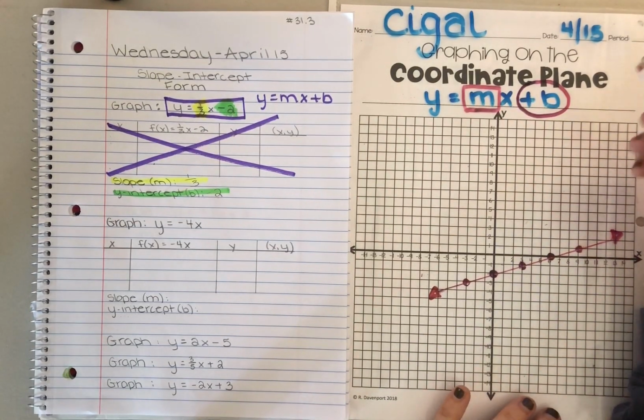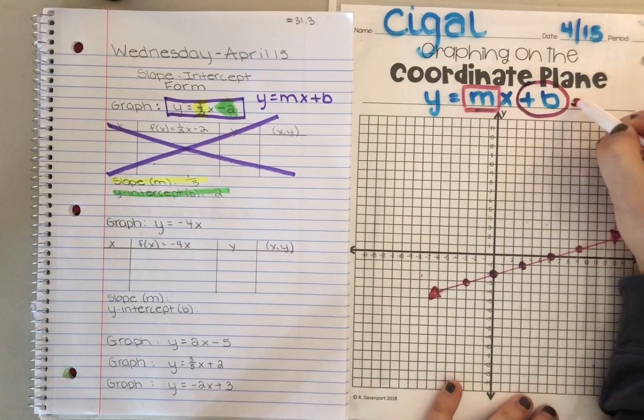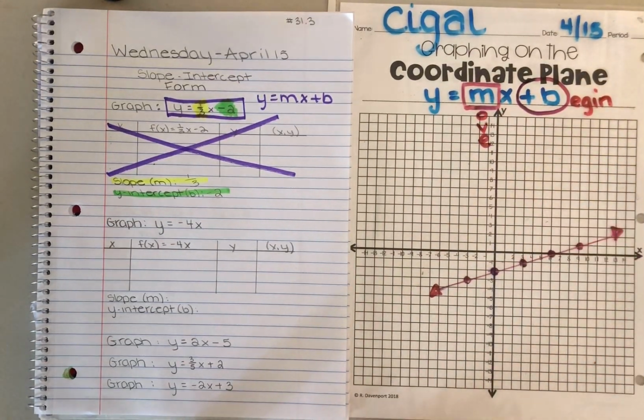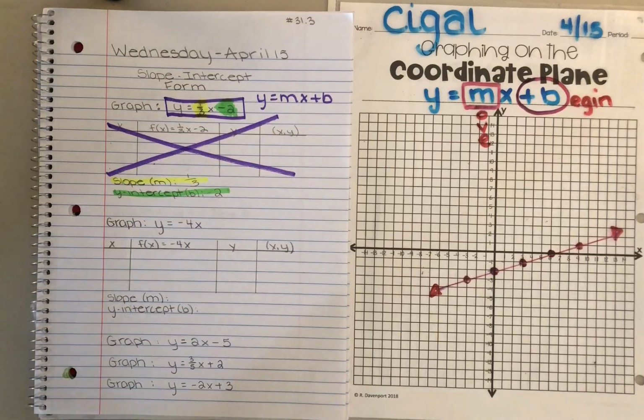So some people wonder why b is for y-intercept and m is for slope. It doesn't seem to make sense, but then we came up with these other ways to remember it. b is where we begin on the graph, and m is how the graph moves. So we're going to use that, and we're going to do this again.